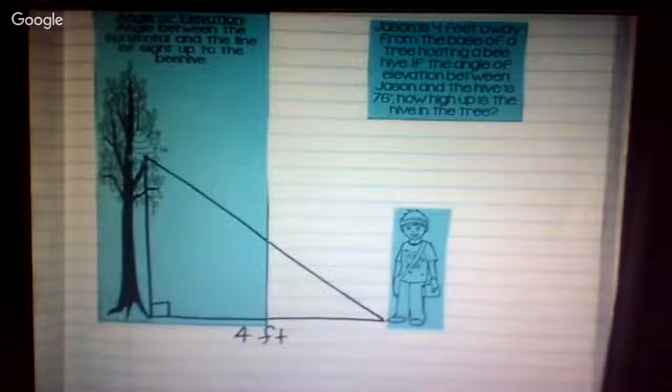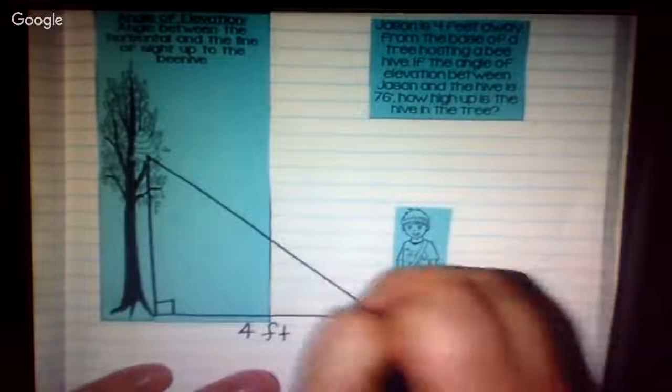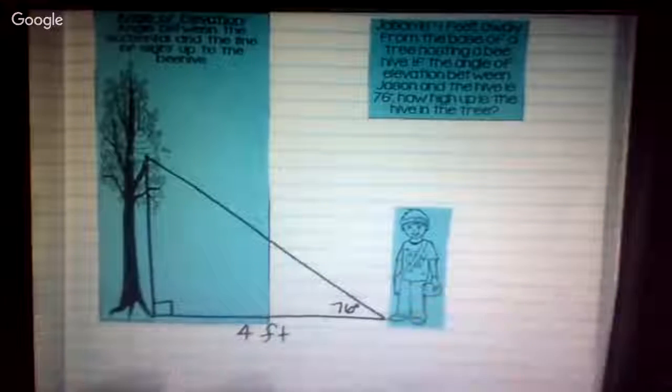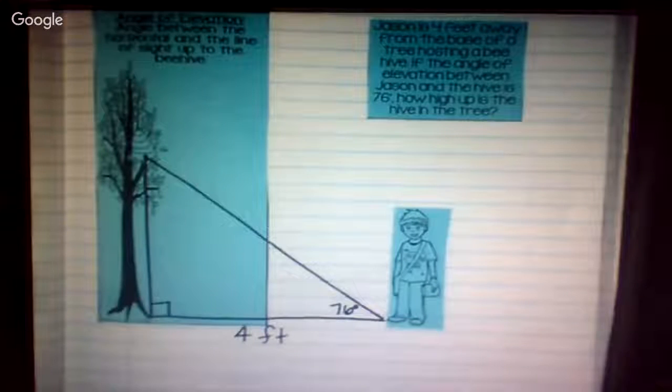It then says the angle of elevation. That tells you where it goes. Okay, it's the angle from the ground up is 76 degrees. So that is this one. They want to know how high up is the hive in the tree. So what am I looking for?